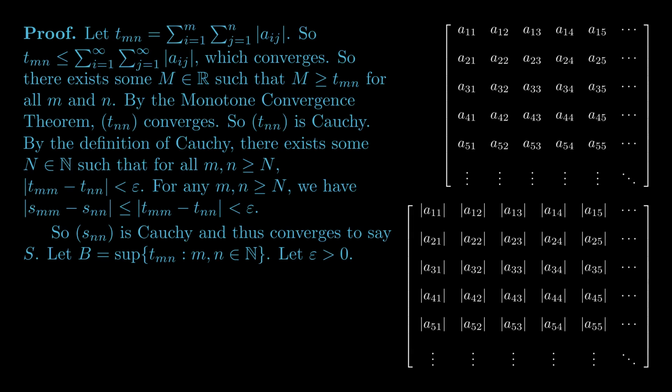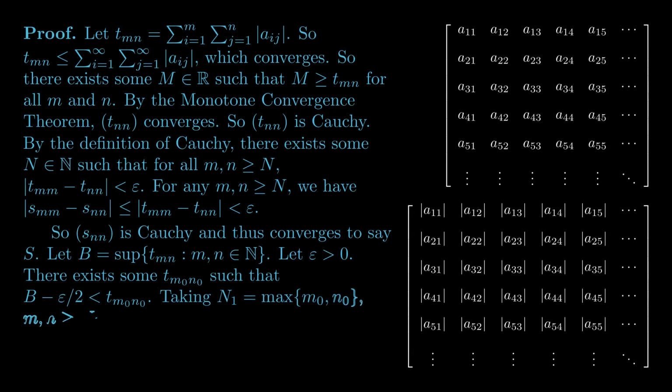Because B is defined to be the supremum of the set of T_MN, if we step down by epsilon over 2 to B minus epsilon over 2, we no longer have an upper bound, which means there is an element of the set, say some specific T_M0N0, which is greater than it. Now if we take N1 to be the maximum of M0 and N0, then M and N greater than or equal to N1 implies that B minus epsilon over 2 is less than T_MN is less than or equal to B. The first of those inequalities, because T_MN is greater than or equal to T_M0N0, because it just has more positive terms. And the second of those inequalities, because B is the supremum.